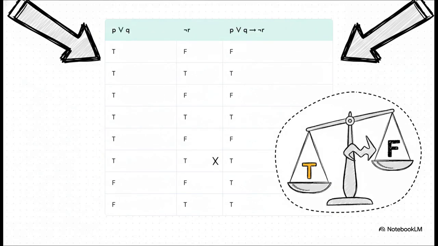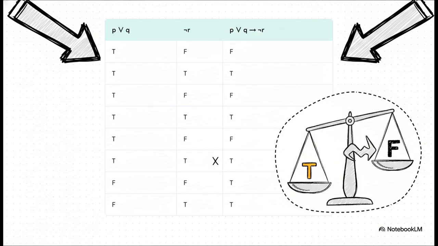And here we are, the final step. We're going to use the P or Q column we just made and the not R column to solve the whole thing. Now, the rule for implies can be a little quirky, so listen close. It is only false when a true statement leads to a false one. That is the single only time it fails.